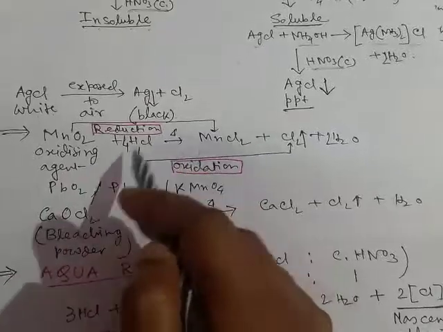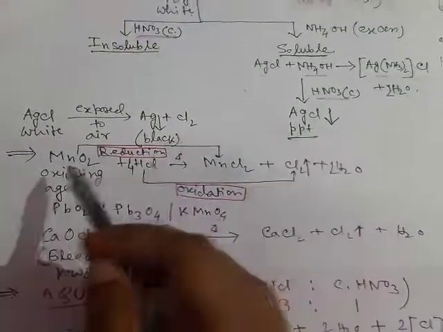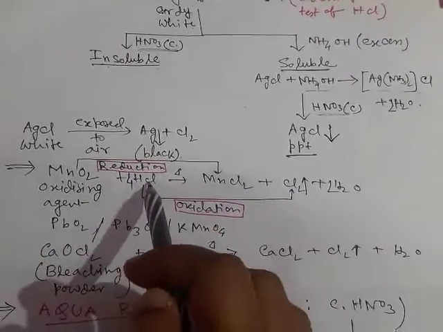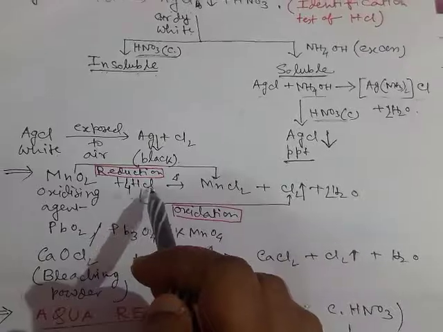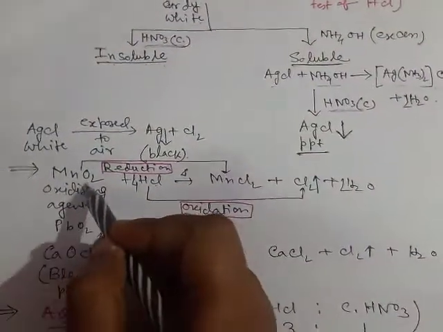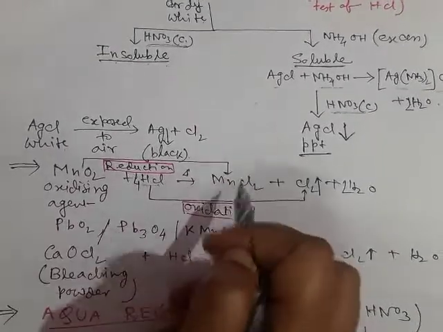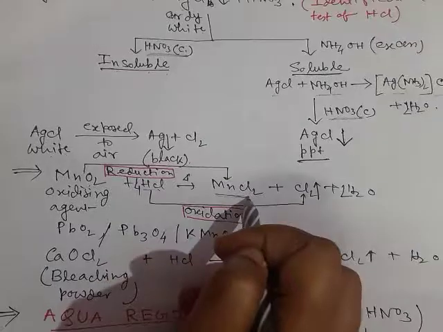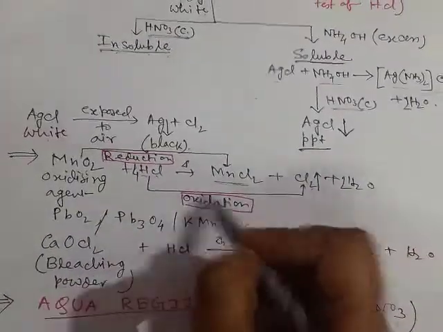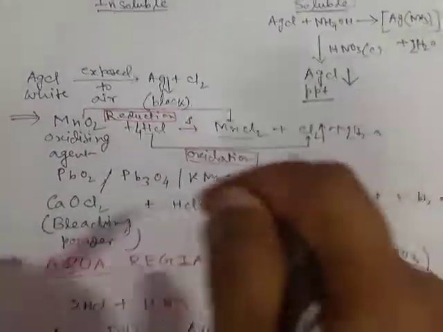Now this is the redox reaction of HCl. With some oxides or compounds, when HCl reacts, the HCl will be oxidized and the compound gets reduced. That is, when manganese dioxide reacts with HCl, manganese dioxide is reduced to manganese chloride and HCl is oxidized to chlorine. So this is the oxidation reaction, whereas this is the reduction reaction.